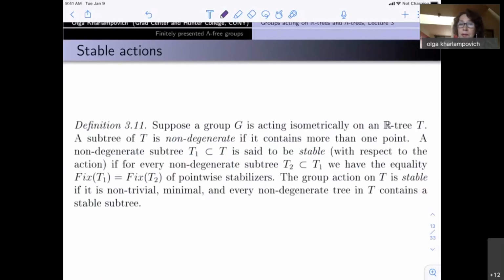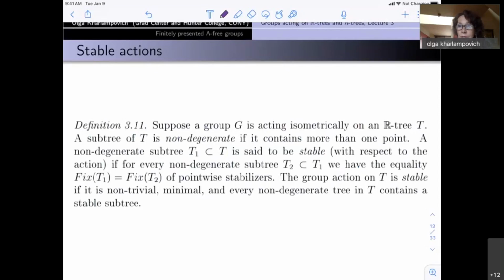And the group action on T is stable if it is non-trivial, minimal, meaning there is no smaller G-invariant subtree, and every non-degenerate subtree in T contains a stable subtree. So this is a stable action, and Bestvina and Feighn actually describe groups which have stable actions on an R-tree in terms of the fundamental group of a graph of groups.